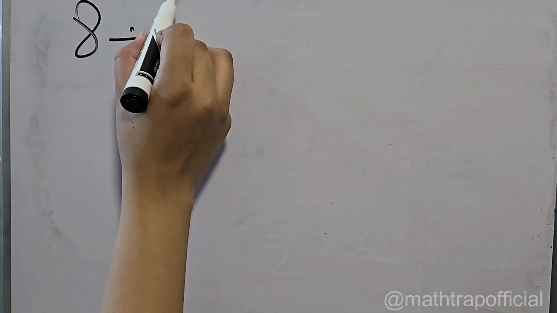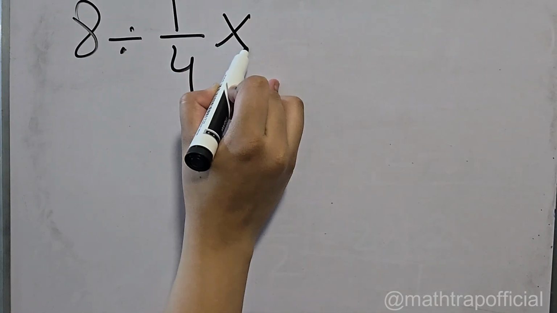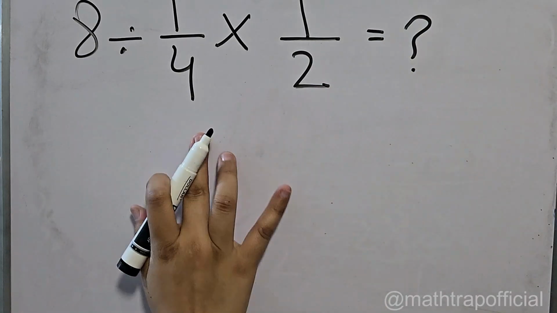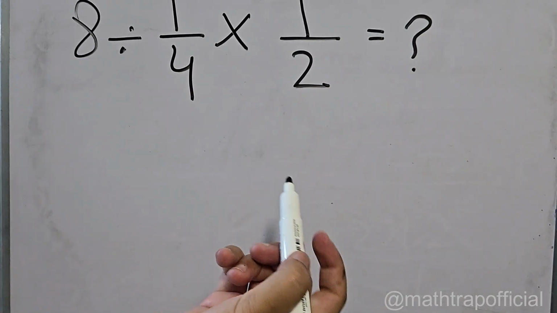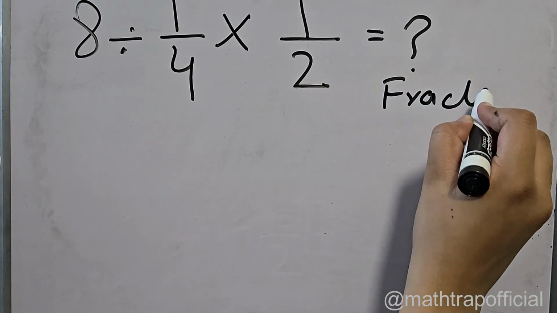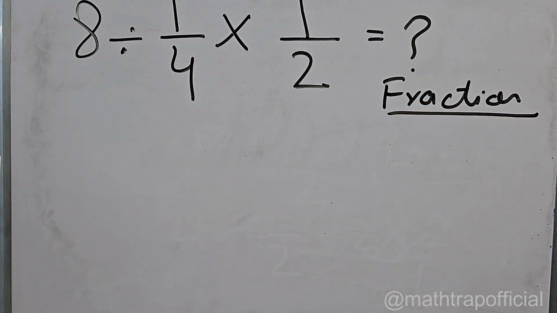Hey guys, welcome back to our Math Trap channel with this equation, which is 8 divided by 1 over 4 multiplied by 1 by 2. So let's solve this together. This is the fractional trap of this equation.